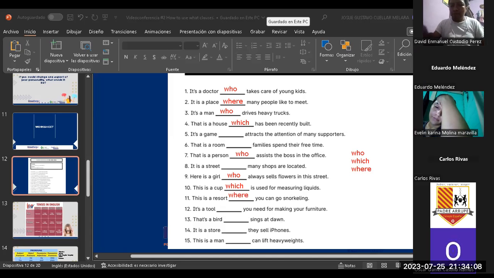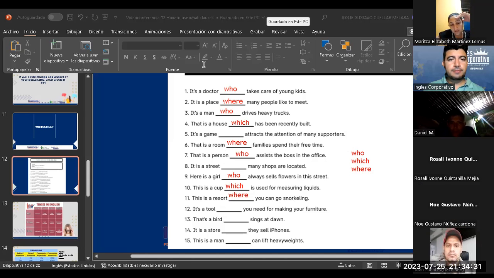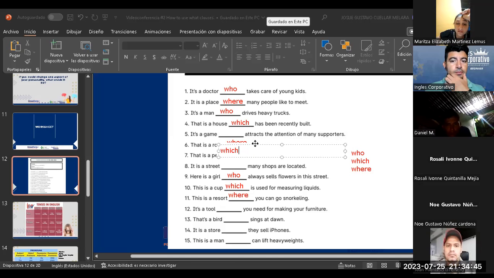We go with Eduardo and then we go with Gustavo. Number six. That is a room where families spend their time, their free time. Yeah. Where? Definitely. We're doing good. Gustavo and then Katia. Okay, teacher. Number five. It's a game which attracts the attention of many supporters. Thank you. Yeah, of course.